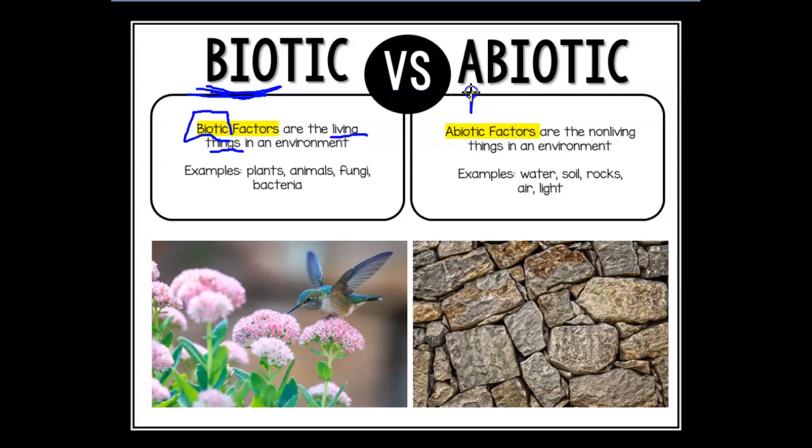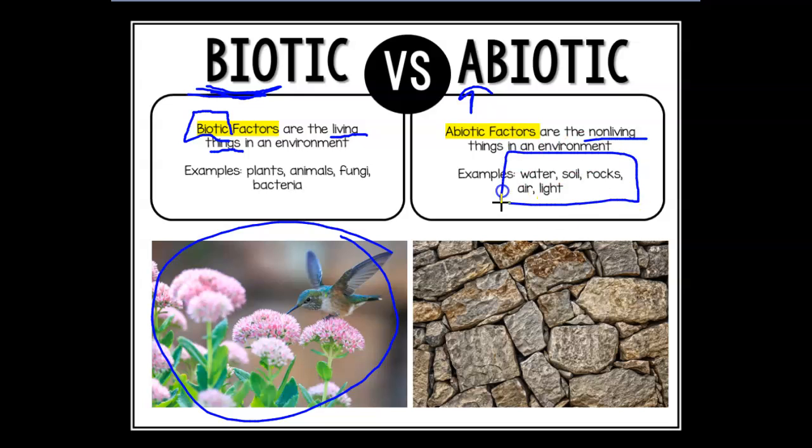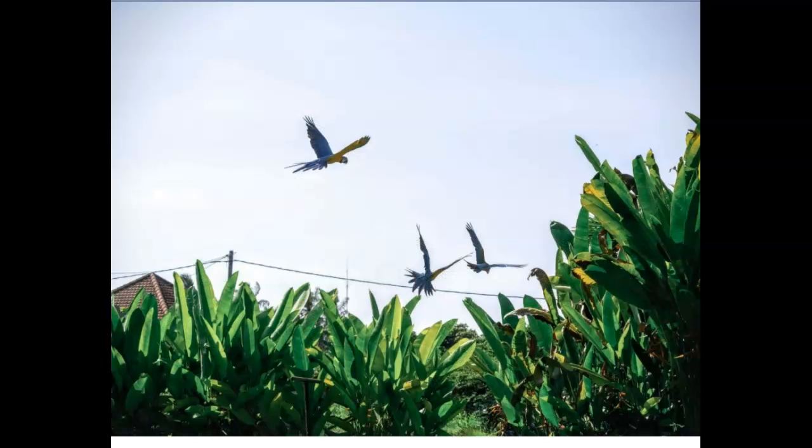Abiotic, remember when I put an A in front of something, it's a prefix that means not. So abiotic factors are the non-living things. So biotic is living, abiotic is not living. So anything that is living, whether that be plants, animals, insects, bacteria, anything and everything that is living is biotic. And then things that are not living, such as water, soil, rocks, air, and light, that's the abiotic factors of that system.